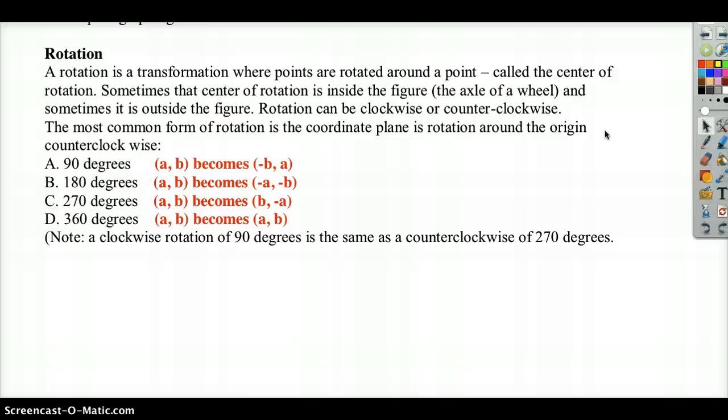90 degrees: x comma y becomes negative y comma x, or should I say the opposite of y comma x. 180 degrees becomes the opposite of x comma the opposite of y. 270 degrees becomes y comma the opposite of x, and 360 degrees again becomes x comma y.